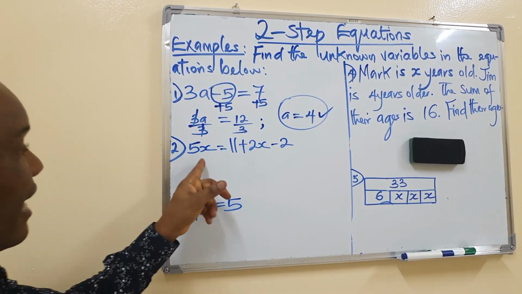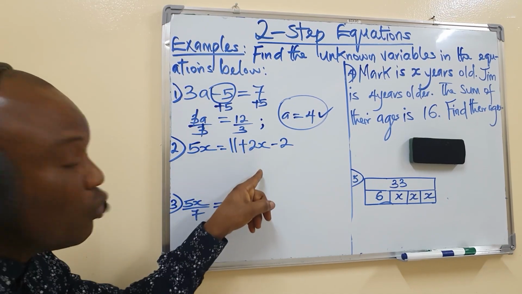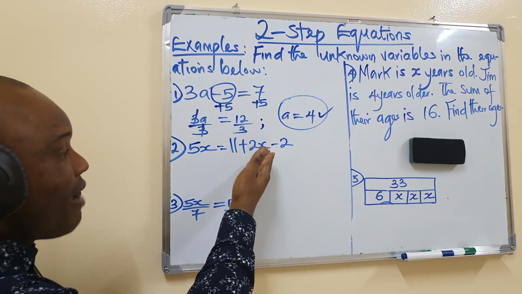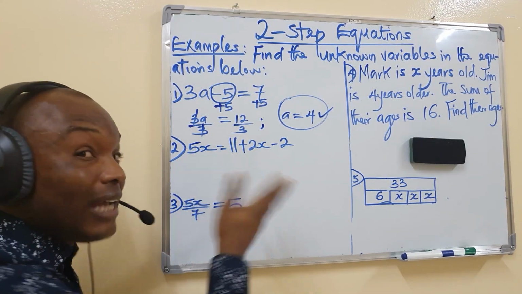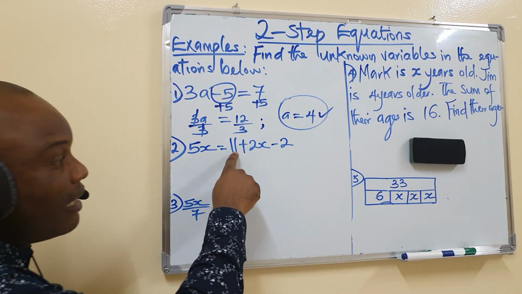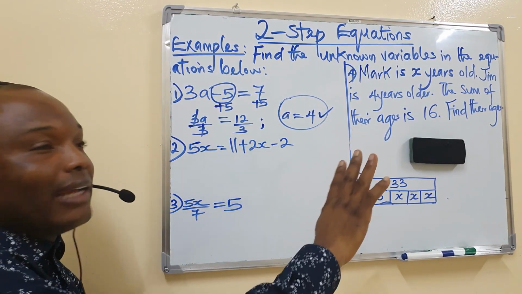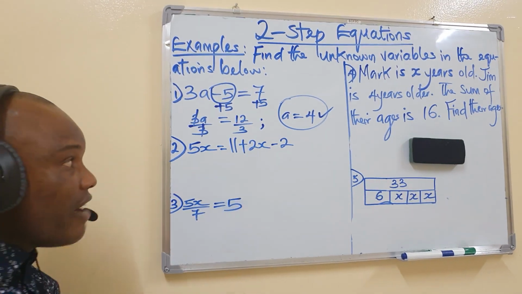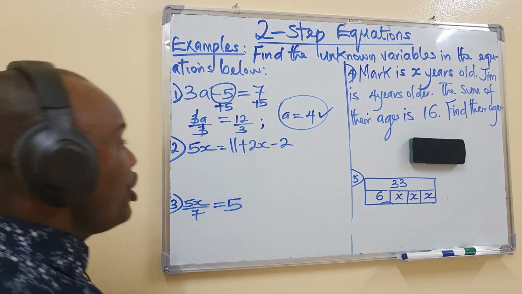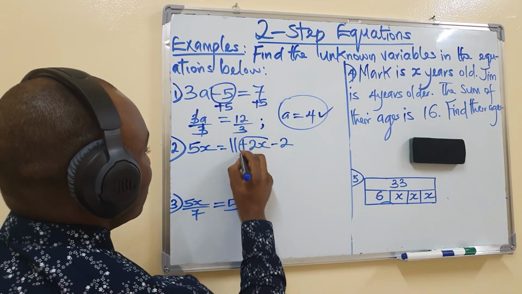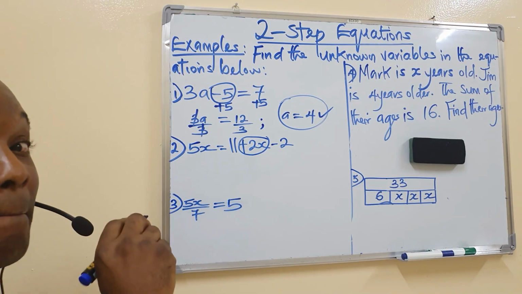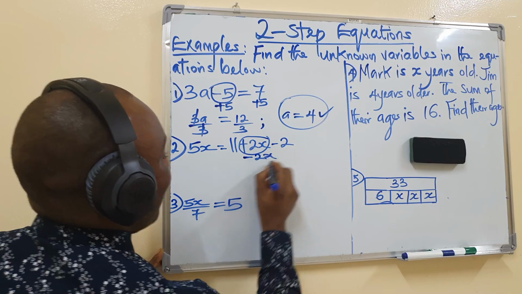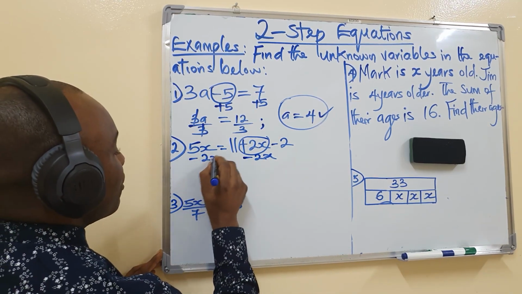Question 2. 5x is equal to 11 plus 2x minus 2. This time you need to think. You have an x on the right, you have an x on the left. You can choose any side you want to bring it to. You would notice that since both constants are already on the right, just remove the x there and your work will be easy. Therefore, I am removing this 2x. Here, 2x is positive. Can you see the plus in front of it? So I'm going to do a minus to make it go away. So I will minus 2x from the right and I will also minus it from the left.